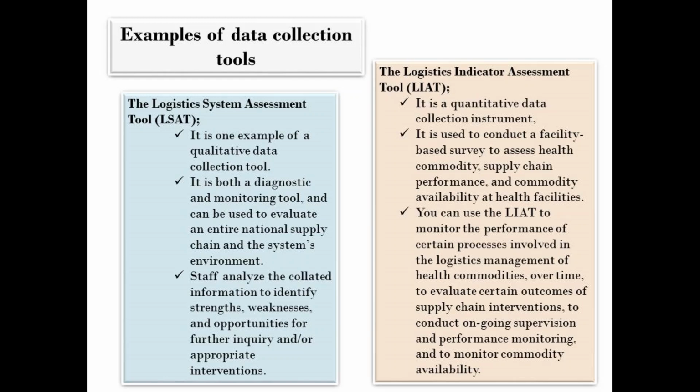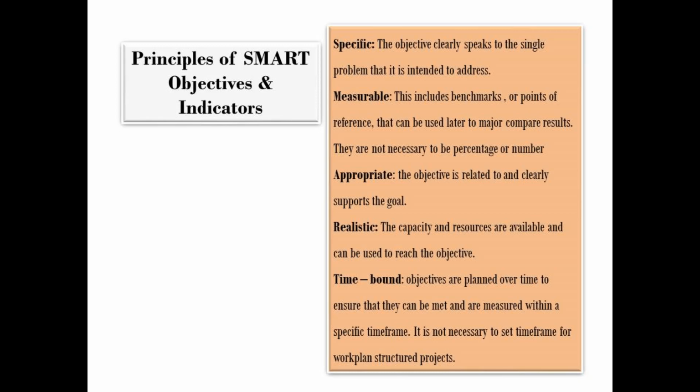The Logistics Indicator Assessment Tool, LIAT, is a quantitative data collection instrument. It is used to conduct a facility-based survey to assess health commodity supply chain performance, and commodity availability at health facilities. You can use the LIAT to monitor the performance of certain processes involved in the logistics management of health commodities over time, to evaluate certain outcomes of supply chain interventions, to conduct ongoing supervision and performance monitoring, and to monitor commodity availability.